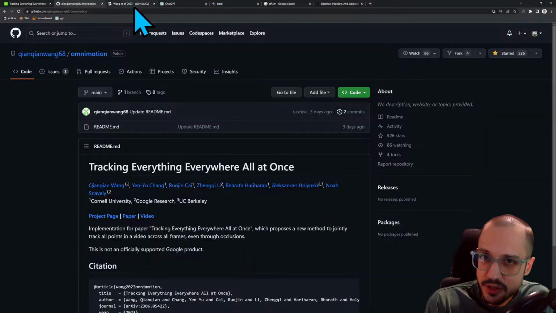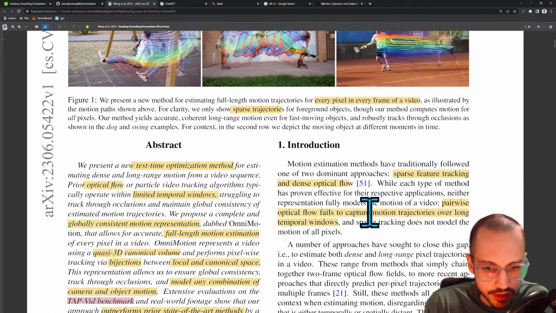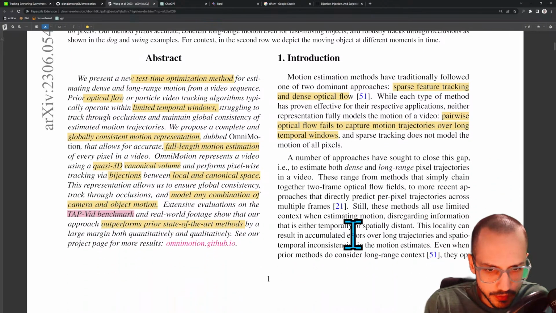But some of these videos are longer and they change background, so traditional optical flow is not going to work super well. And then sparse tracking, of course, if you change the stuff in the video, it's not going to work well. A number of approaches have sought to close this gap, estimating both dense and long-range pixel trajectories.